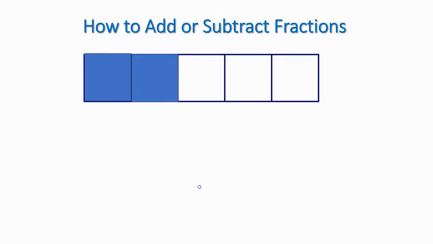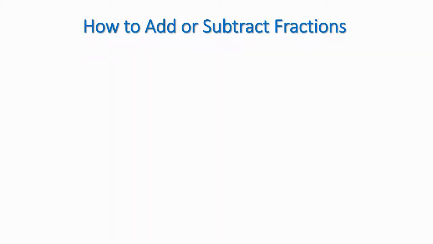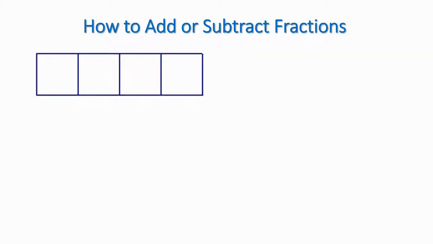For the second shape, we have divided it into 5 equal parts. So I'm going to shade 3 parts of this shape. So 3/5 are shaded, and if I take 1/5 away, so that's minus 1/5, you copy the common denominator 5 and subtract the numerators. So 3 minus 1 gives you 2, so 2/5 remains shaded. It's the same rule for addition and subtraction. You need to have a common denominator before you can add or subtract the numerators.